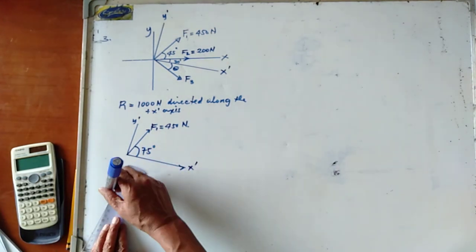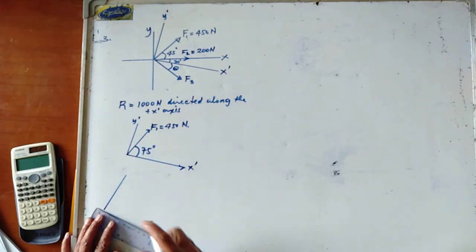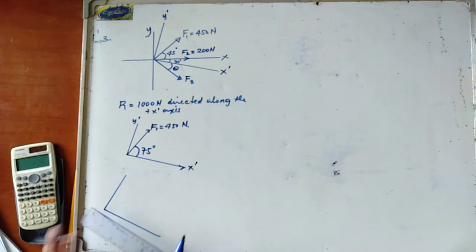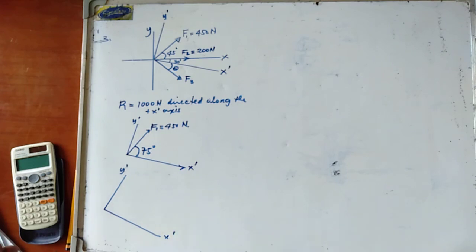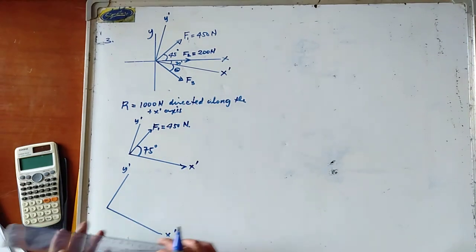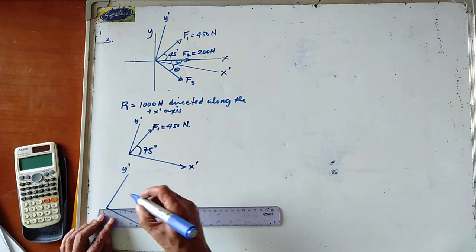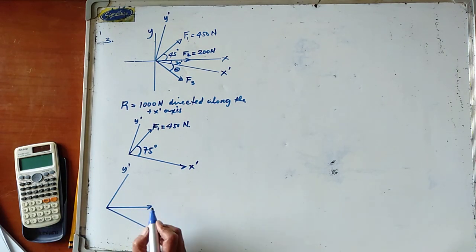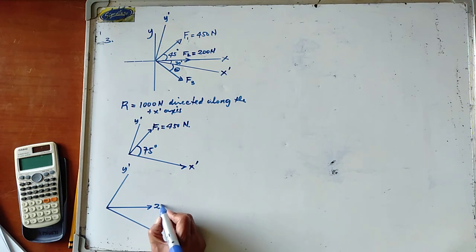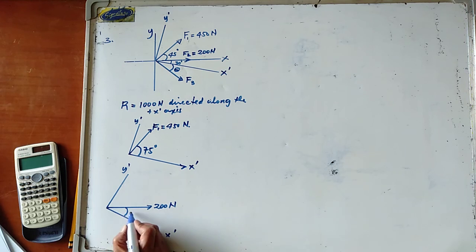Again, we have your y prime, and this one in here is now your x prime. So the 200 newton force is 30 degrees with x prime.